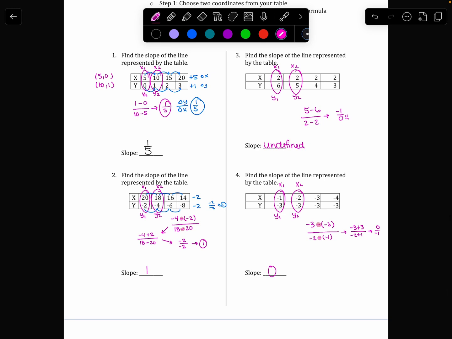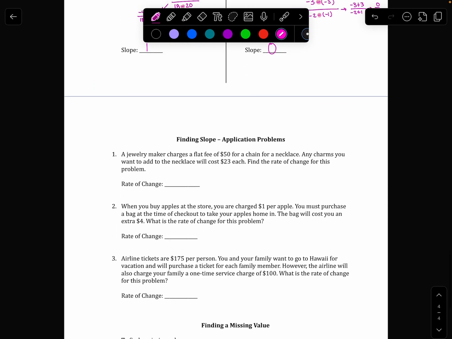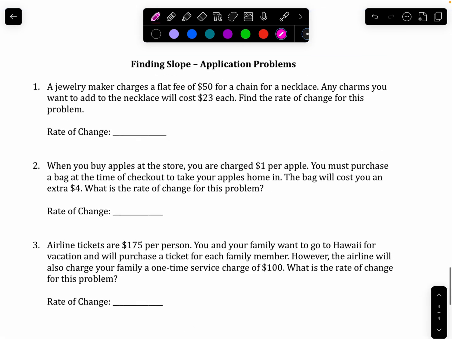And that is how you find slope from a table. So you've got 2 options. Pick whichever one you prefer. Just make sure that whichever way you do it, you do it the right way.